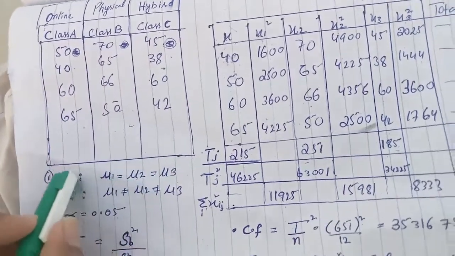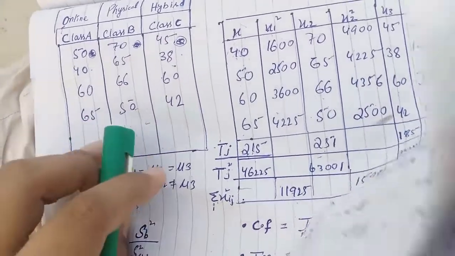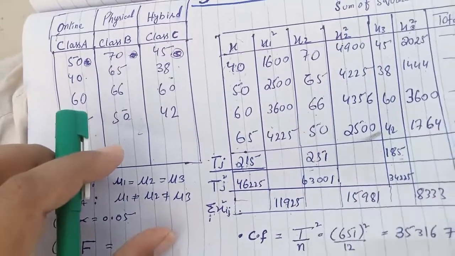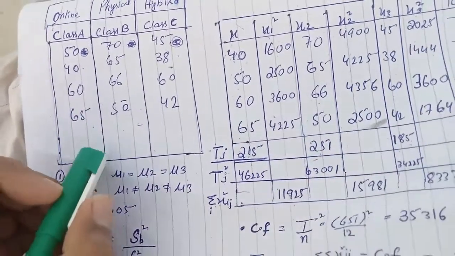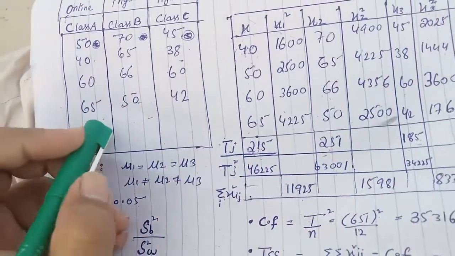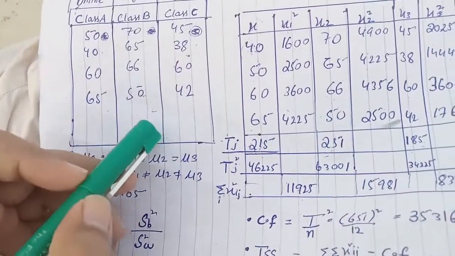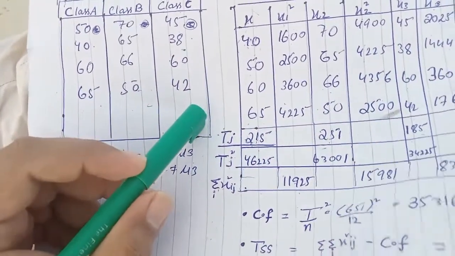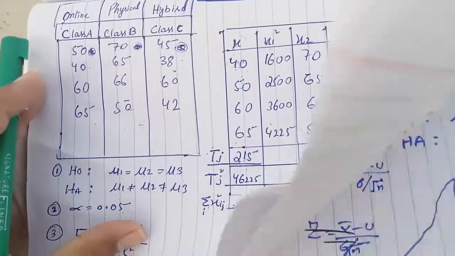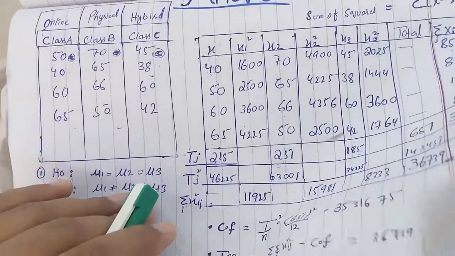So if the p value is greater than alpha, we will support this. If the null hypothesis is true, we are able to say that there is no difference in the student marks, right? Even though there are different models. That is all about today's video.